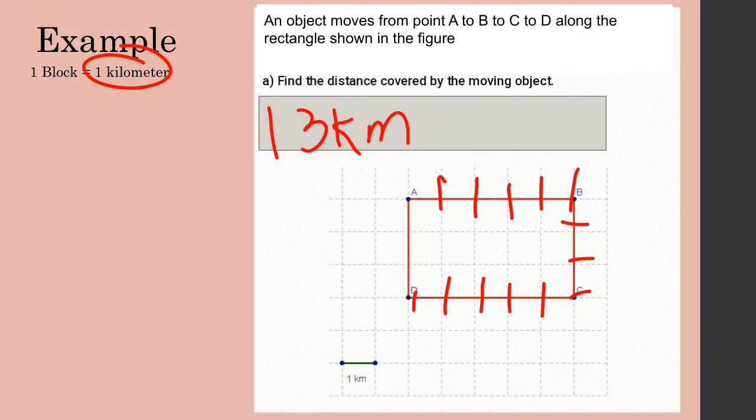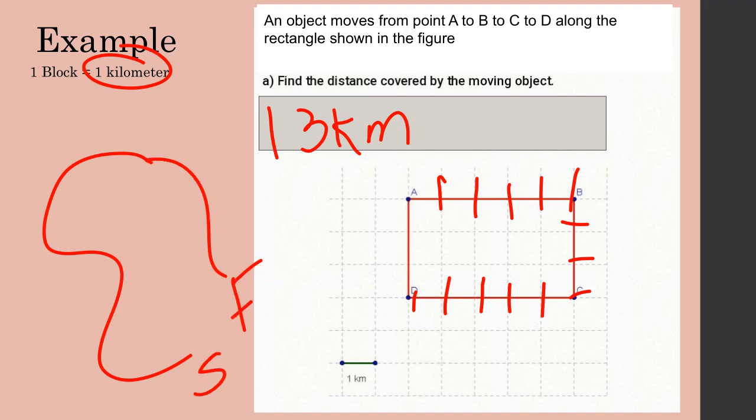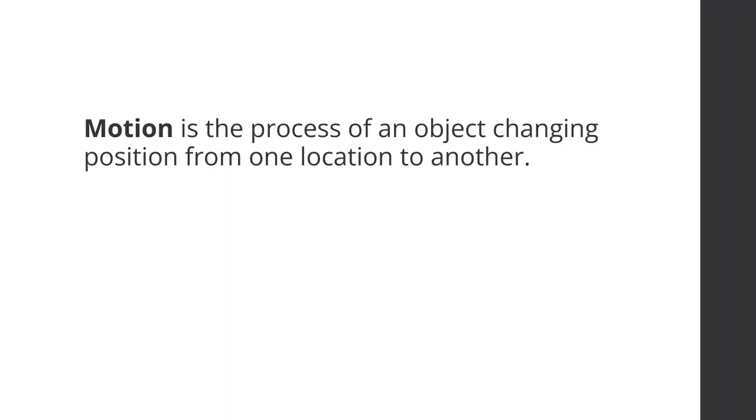So the distance is the track. You follow the path. It can be a curvy path, it just has a start and a finish. In this particular case, it's really easy to calculate because we're just counting up the blocks, 1 kilometer blocks. So motion is a process of an object changing position from one location to another.